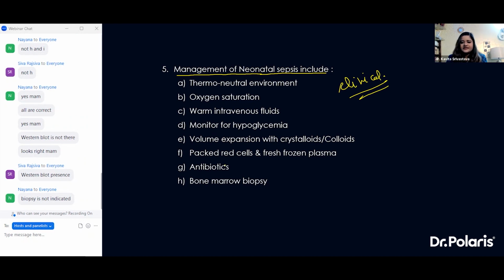Biopsy is not indicated. Yes, that is right, Naina. So biopsy is not required. Let's see other things. Thermoneutral environment, very important. Why? Because hypothermia is a classical feature of sepsis. So we need to give a good environment temperature.